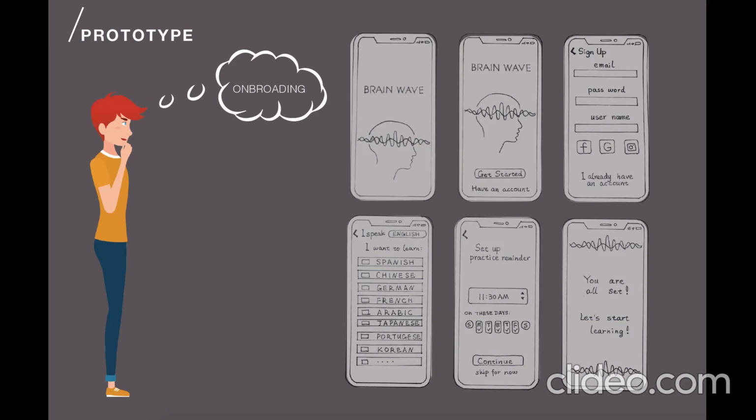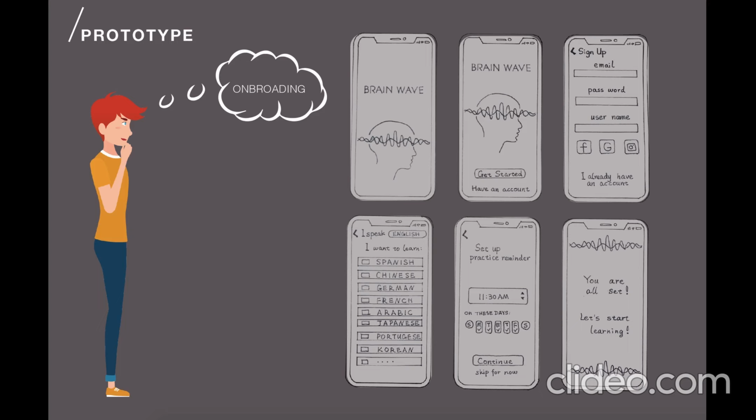In the prototype stage, we have the onboarding pages. First is a Brainwave flash screen. Second screen, we get started with sign up or login. If you already have an account, you can log in. If you don't have an account, you can sign up with email, password, and username, as well as Facebook, Google, and Instagram social media platforms.